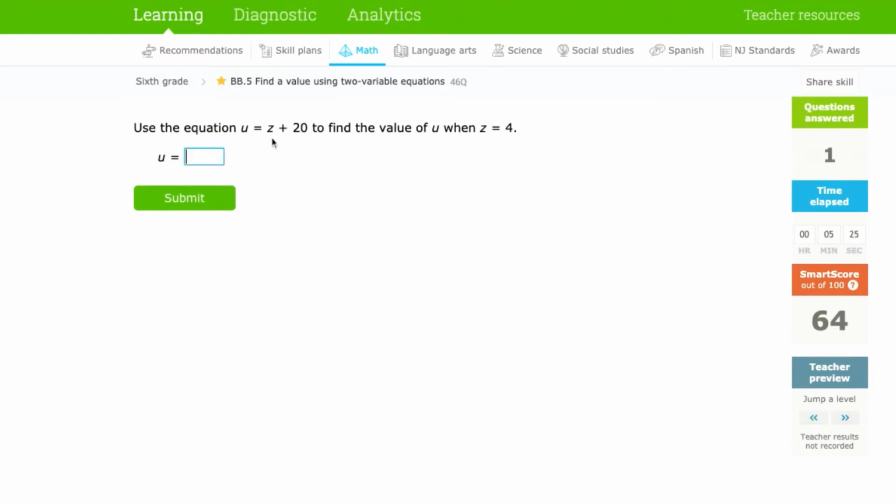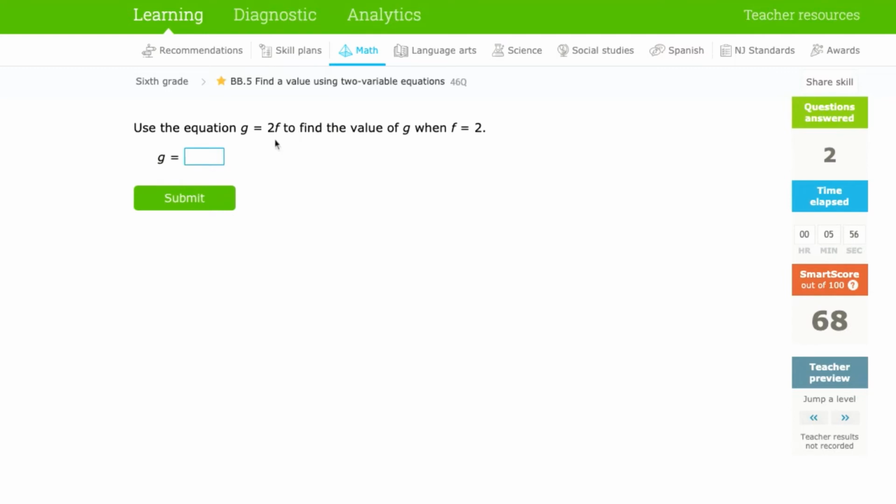Use the equation U equals Z plus 20 to find the value of U when Z equals 4. So Z is in the problem. It's the independent variable. It's the input. So we're going to replace Z with 4 for this problem. And when we simplify this expression, 4 plus 20, we get 24. So that means U equals 24 when Z equals 4.